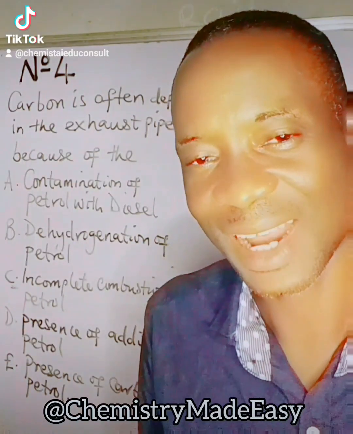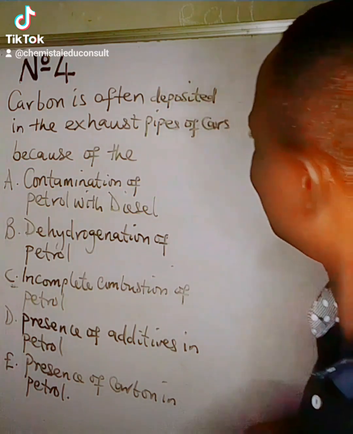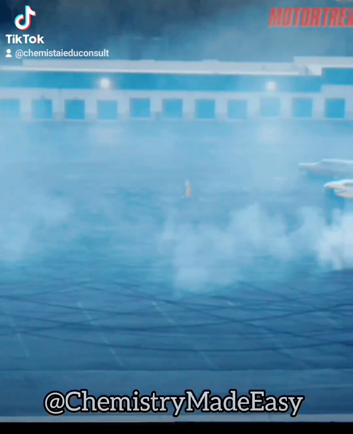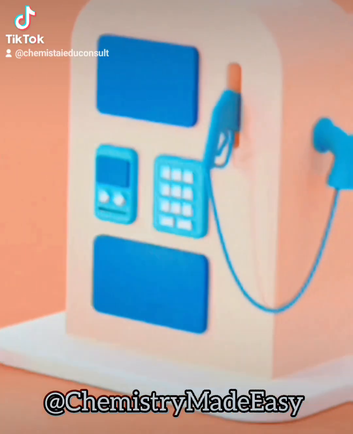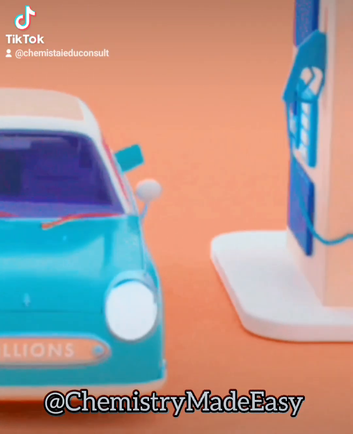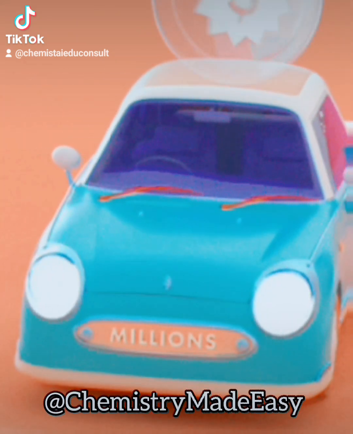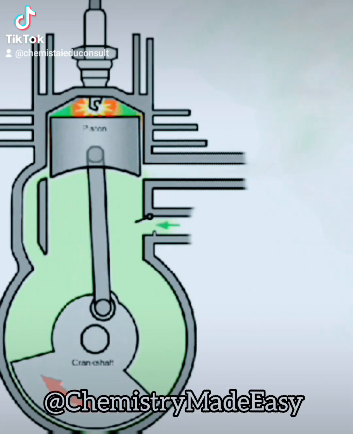This question is analytical. Carbon is often deposited in the exhaust pipes of cars because of the... Why do the exhaust pipes of cars get darkened as the car is being used? The reason is simple. The petrol you are putting in your vehicle is known as octane. When this petrol gets into the combustion engine, it is burnt either completely or incompletely.